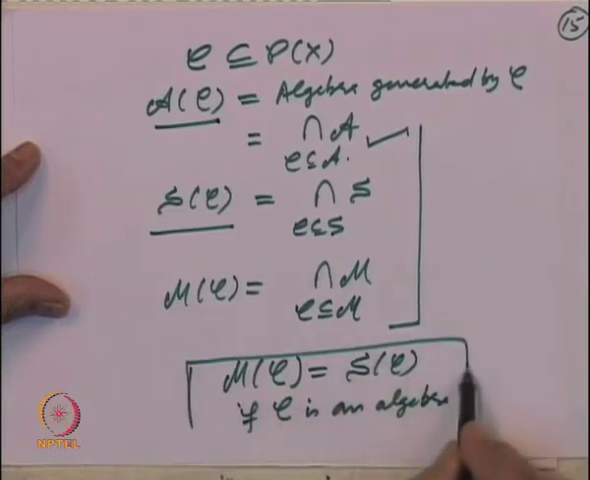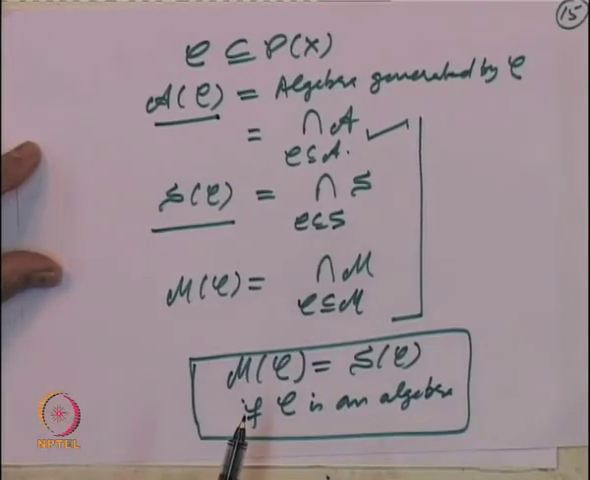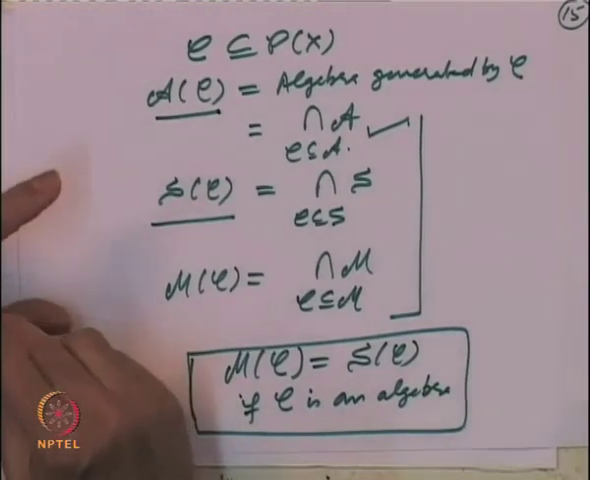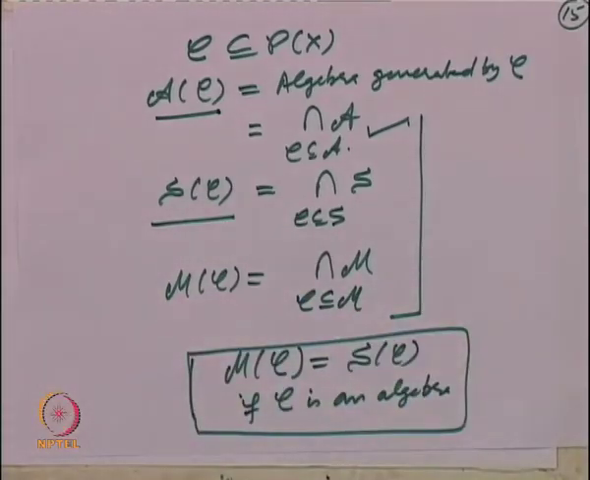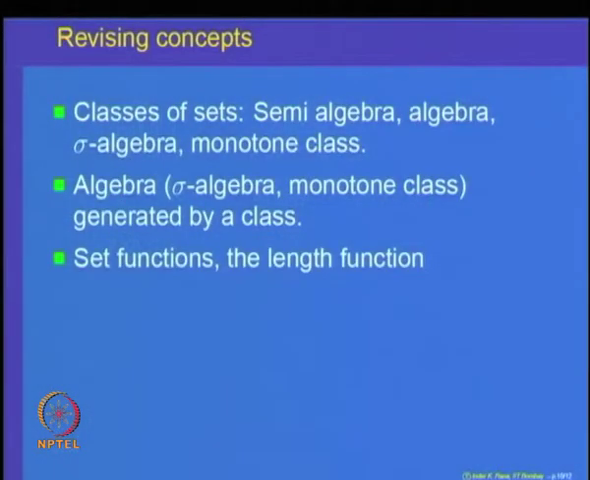So, this was an important theorem that we had proved. These concepts were basically about collections of subsets of a set X. Then we looked at functions defined on such collections of subsets of this set X, and we call them set functions. So, set functions are functions defined on a collection of subsets of a set X. And the important class of set functions was the length function.